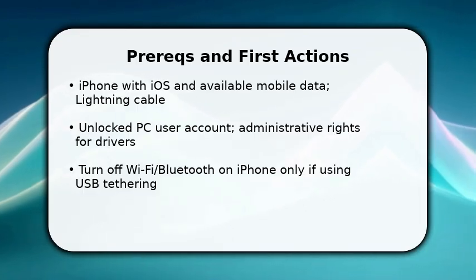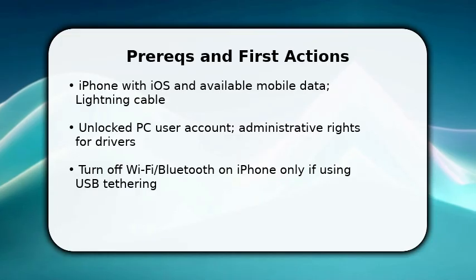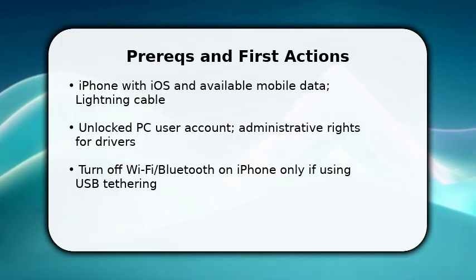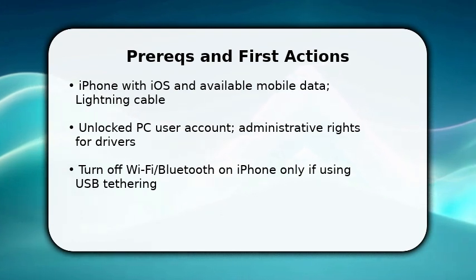Once done, open Settings on the iPhone and go to Personal Hotspot. Switch on Allow others to join or enable Personal Hotspot. Make sure Wi-Fi or Bluetooth can remain off because USB is the intended method.